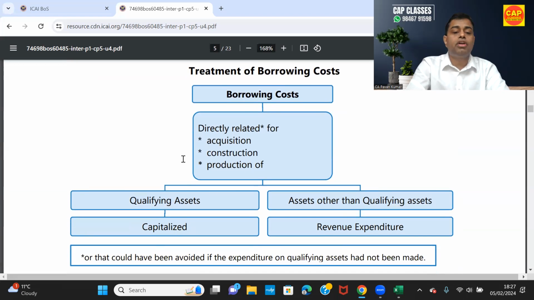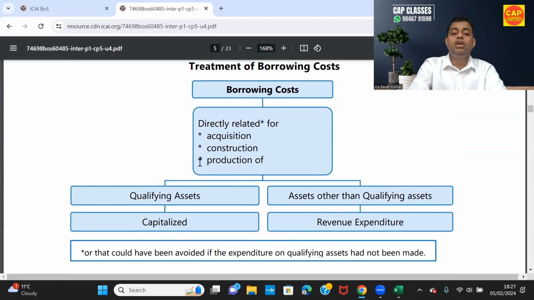Now, the simple treatment of borrowing cost. Remember ACP: acquisition, construction, production. Borrowing cost directly related to the acquisition, construction, or production of qualifying assets is to be capitalized. If it is for assets other than qualifying assets, then the cost is revenue expenditure, charge it to P&L.